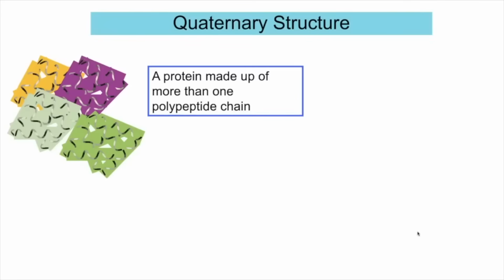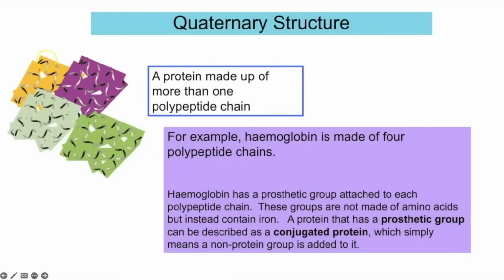The last level of organisation is the quaternary structure, and this is when a protein is made up of more than one polypeptide chain, which is shown here by the different colours. So we've got 4 polypeptide chains collected together to form one protein. And the key example that you learn is hemoglobin, which is made up of 4 polypeptide chains.